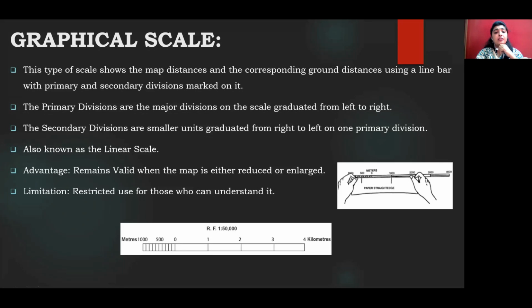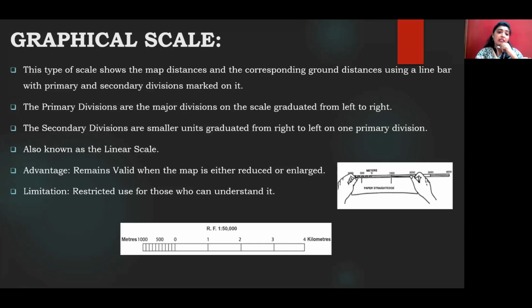So please remember this: when it comes to primary divisions, the numbers are always written from left to right. When it comes to secondary divisions, the units of those secondary divisions are always written from right to left. The graphical scale we also call the linear scale. The only advantage of this graphical scale is that whether I enlarge a map or reduce a map from its original size, the graphical scale also enlarges and reduces. So it becomes easy for me if I want to enlarge or reduce a map.